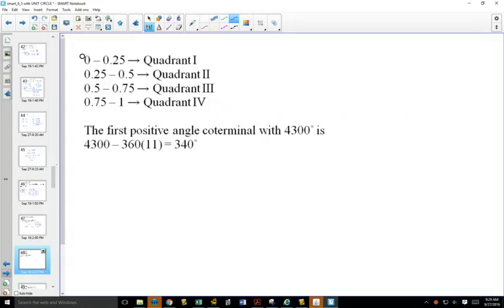Now, if you didn't have your calculator, I would probably start like this. I have to take away 360 until I get to a coterminal angle that's in the first time around. So what I'm looking for is an angle that is coterminal with 4,300, but I'm looking for the first time around, because if I get an angle the first time around, it's going to be much easier for me to tell what quadrant it's in.